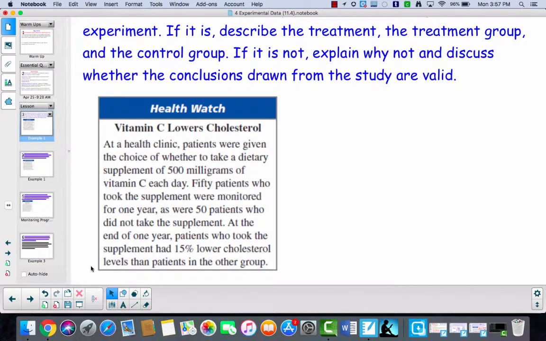So at a health clinic, patients were given the choice of whether to take a dietary supplement of 500 milligrams of vitamin C each day. 50 patients who took the supplement were monitored for 1 year, as were 50 patients who did not take the supplement. At the end of 1 year, patients who took the supplement had 15% lower cholesterol than patients in the other group. So let's see, what do you think? Is this a randomized comparative experiment?